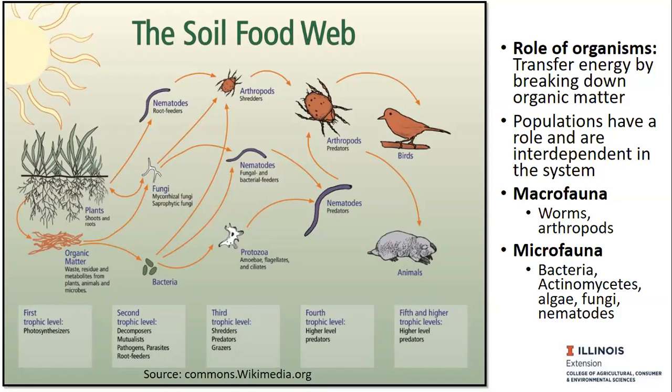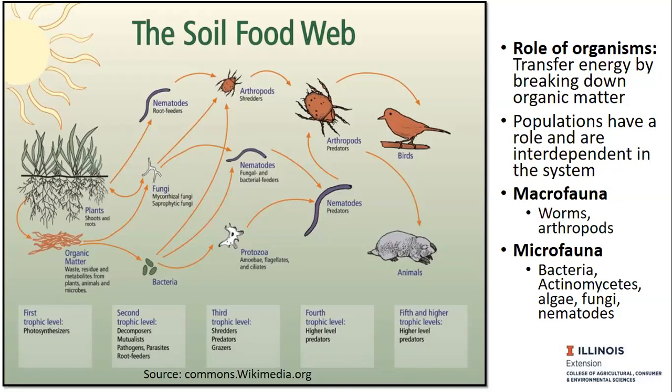As fungus and bacteria increase and reproduce, they are then eaten by bigger predators. And as those predators increase and reproduce, they are eaten by other predators as well. And this cycle is occurring. We'll talk more about this too. In essence, it's a transfer of energy by breaking down organic matter. Populations have a role, and they're very interdependent in this system where the microbial community is very active and being eaten.